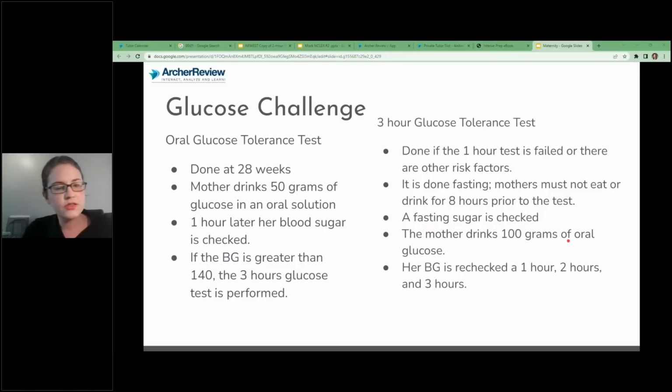Now, do you guys need to know the levels at 1, 2, and 3 hours? No, that's not really likely to show up on your test. What you need to know is if the mother passes her 3 hour test, she does not have gestational diabetes. But if she fails her 3 hour test, that's when she gets the diagnosis of gestational diabetes. And typically I send her to a diabetes specialist to work on that. We'll talk more about gestational diabetes a little later.